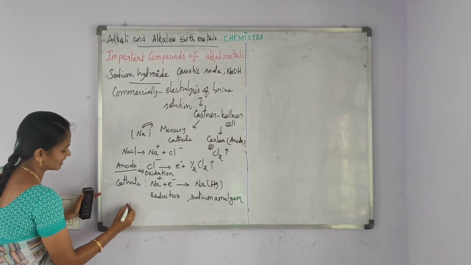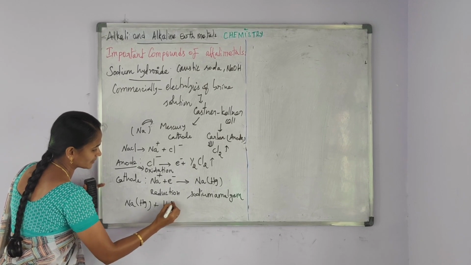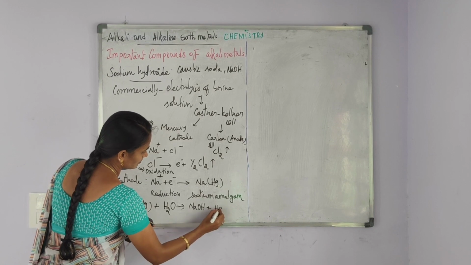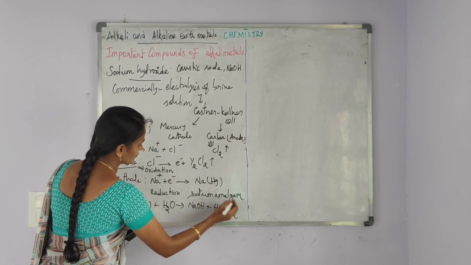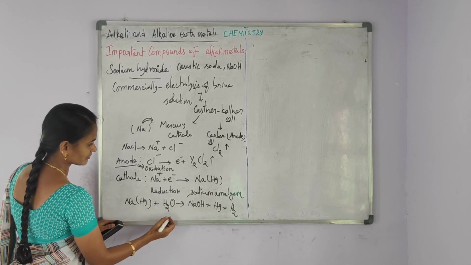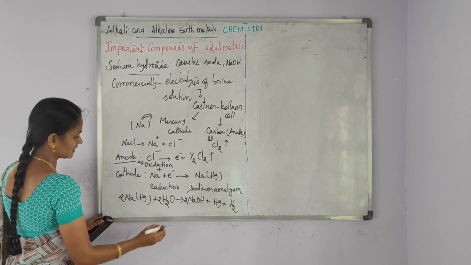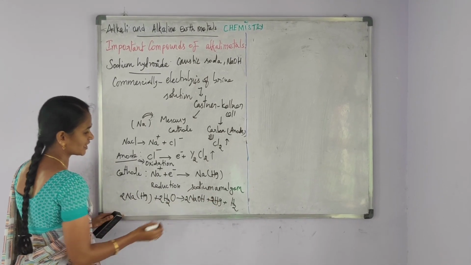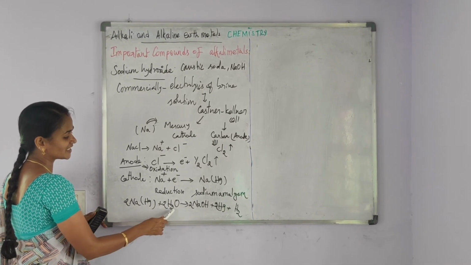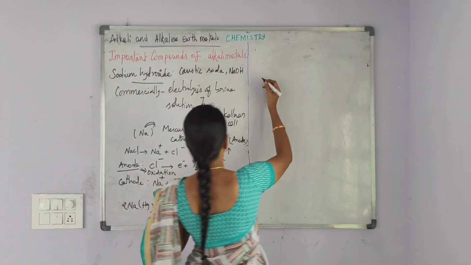The sodium amalgam reacts with water. It forms sodium hydroxide plus mercury plus evolution of hydrogen gas. Balancing the equation: here 2, here 2, here 2, and here 2. Now the equation is balanced. So sodium amalgam is treated with water and it forms sodium hydroxide.